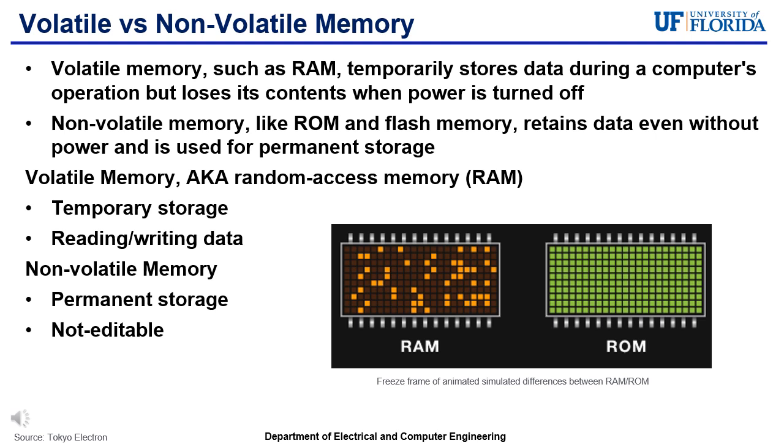ROM, as the name suggests, is read-only, meaning that the data stored on it cannot be edited or modified. Both memory types are crucial for the seamless functioning of computers and electronics, each serving specific purposes in managing data efficiently. The figure shown on the bottom right is a freeze frame of the simulated differences between RAM and ROM animated. When animated, the RAM figure slowly fills up with data, lighting up every orange square, while ROM is consistently fully lit up.